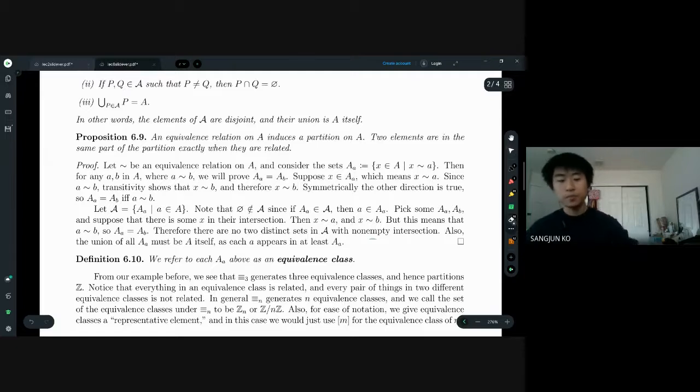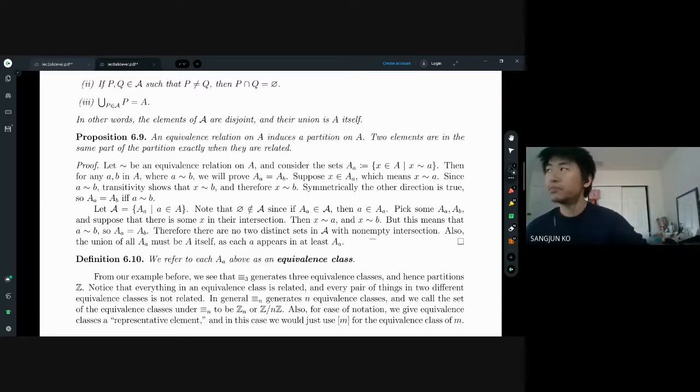From our discussion of congruence modulo n, we have that congruence modulo 3 generates 3 equivalence classes. You're either 0, 1, or 2, basically. And that means you can form a partition of Z.